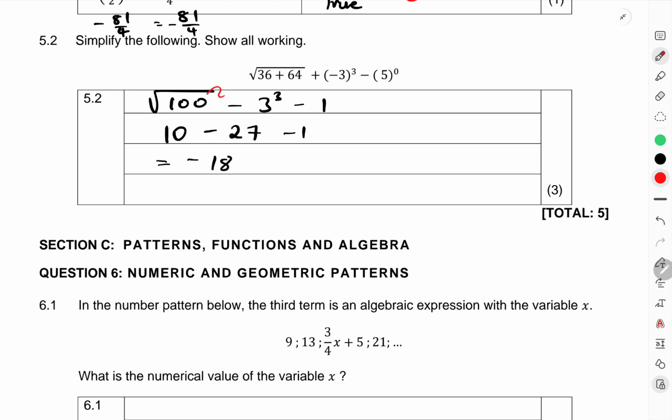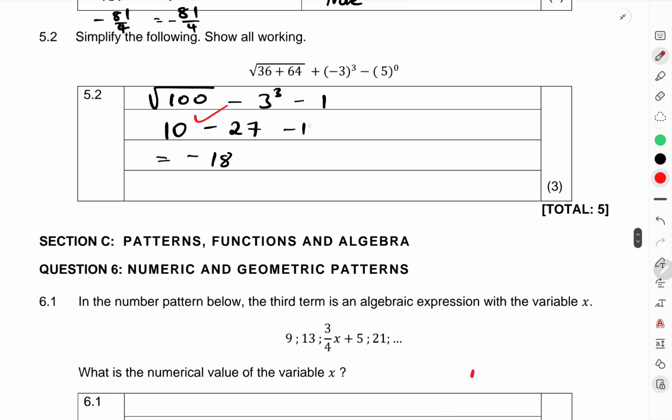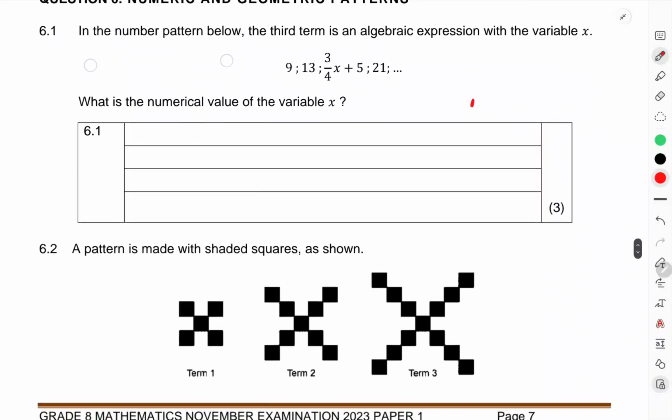So you are going to get a mark for getting whatever is inside the square root, right? For finding the square root of 27, then we are going to get the mark for showing that any number to the power of 0 is 1. Then we're going to get the mark for the final answer, which is negative 18.